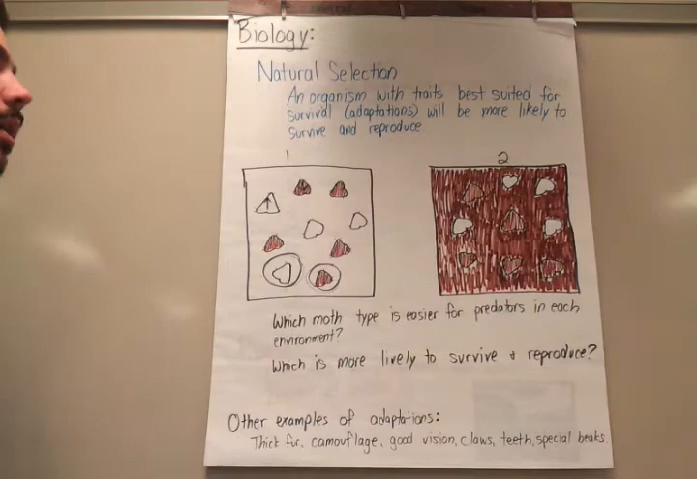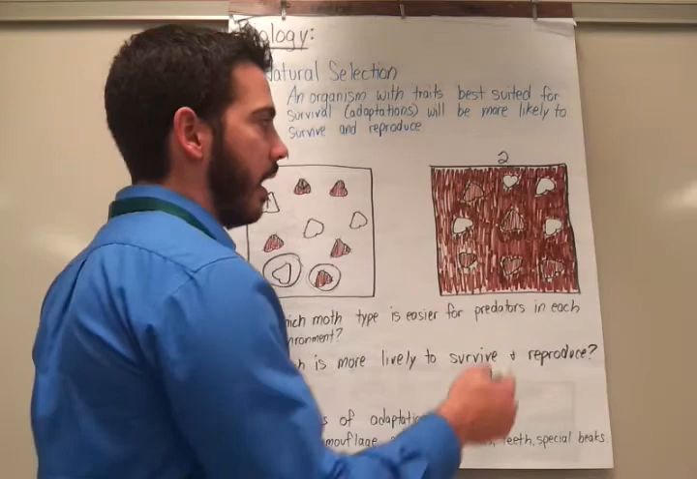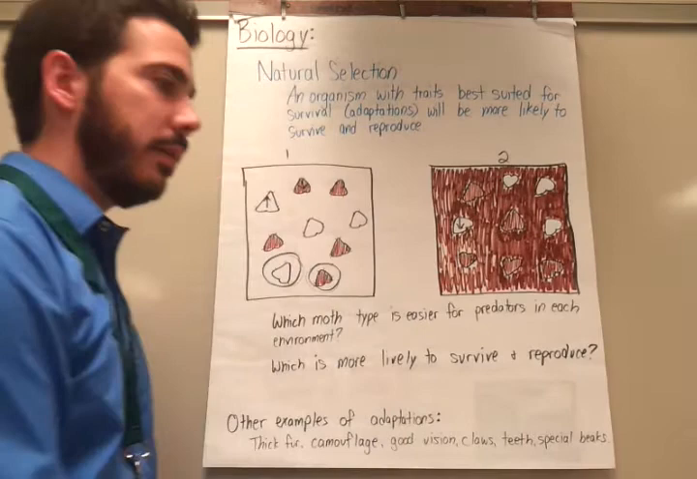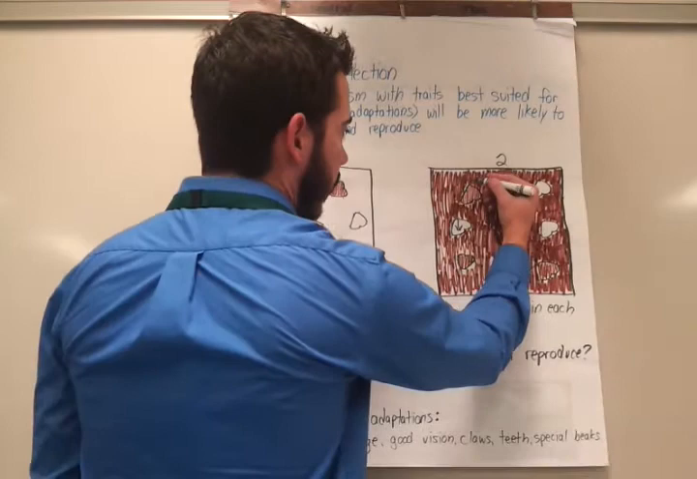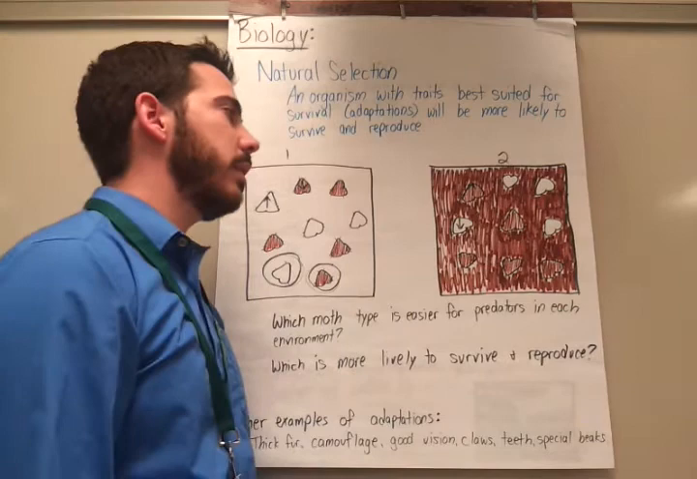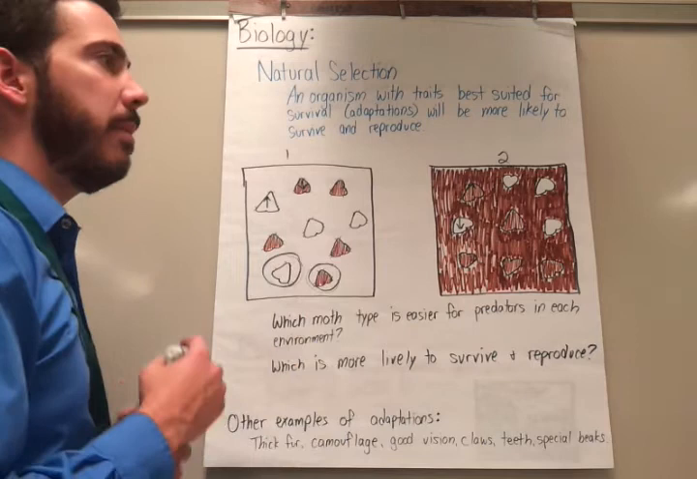If you look at environment two, if the environment changed for some reason, then we're going to see the exact opposite happen. The white moths are now easy to find by predators, and so they get eaten a lot, so they have less babies, which means their population decreases. If you look at the brown moths, they're a little bit harder to see, so predators can't find them as easily, so their population increases, they're able to make babies and survive better. So again, we're talking about the ability of an organism to survive and make babies or reproduce.